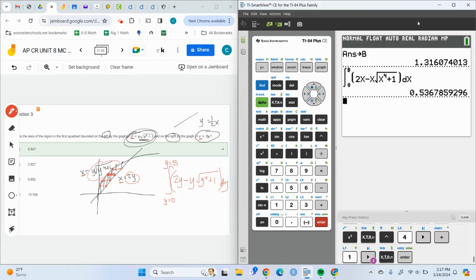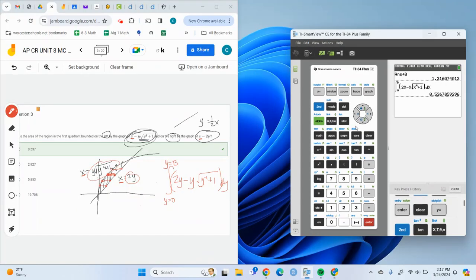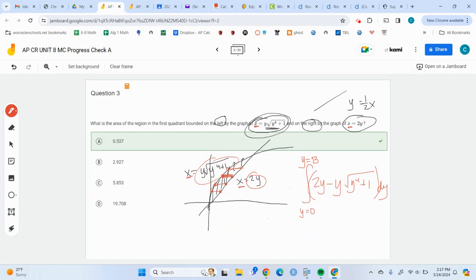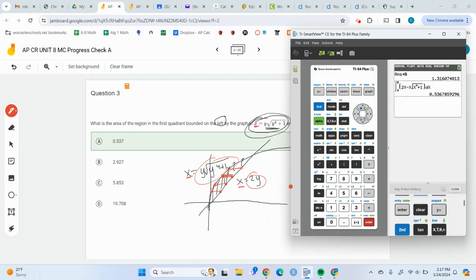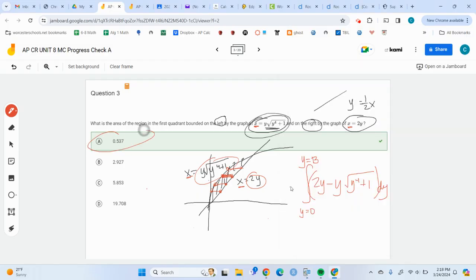Yay, we got it, 0.537. All right, cool. So, the split screen is cool, but I kind of don't like it. So that was that. That's how we get A here.